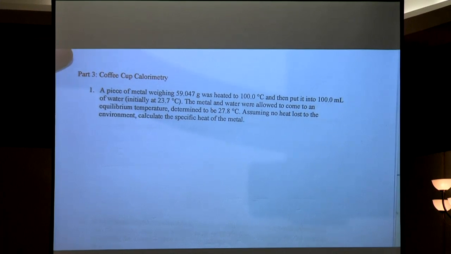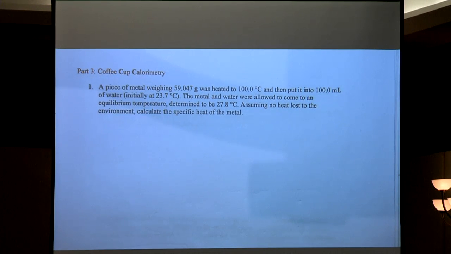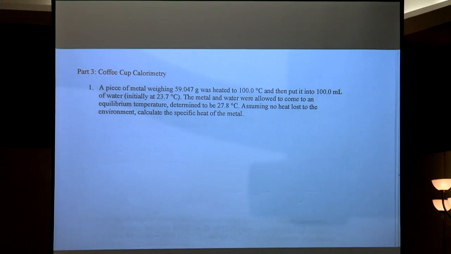Speaking of, I think this is the same thing. I mean, not the same thing, but what I was saying. All right. Okay, let's do this coffee cup calorimetry problem.